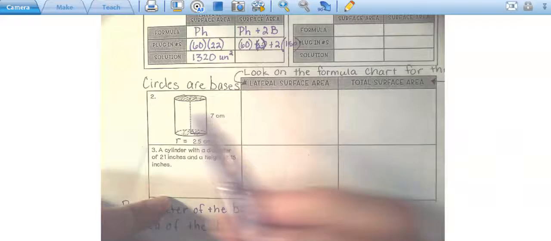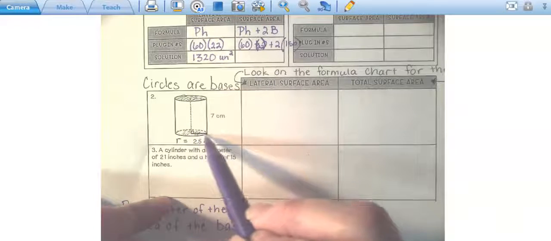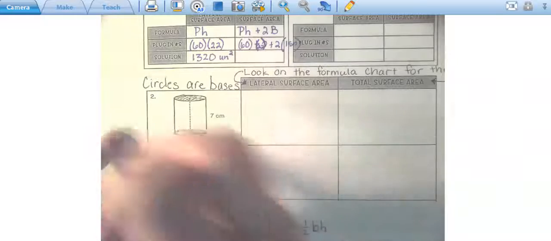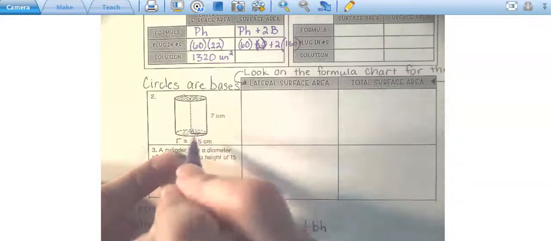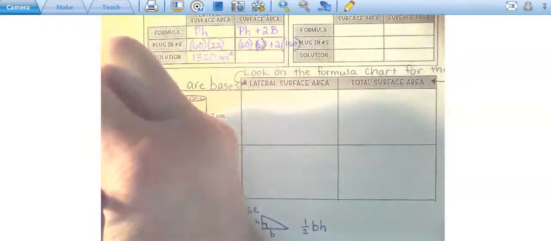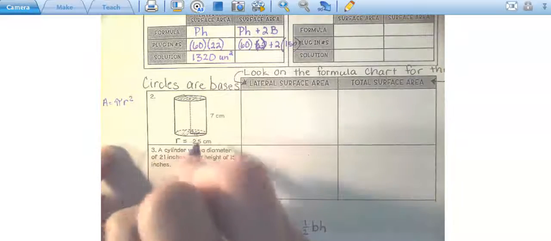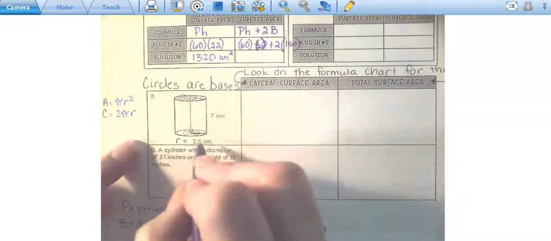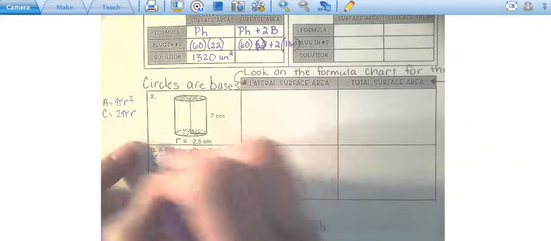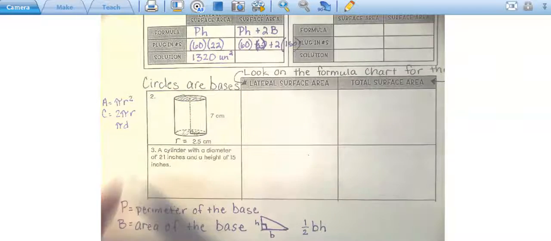So first of all, the bases are here. There are the circles. You're going to need to be able to find the circumference of that. Also, you're going to need to know how to find the area of the circle. Remember, the formula for area of a circle is pi times the radius squared. Circumference is 2 times pi times the radius. Unless you know the diameter, then it would be pi times the diameter. That's just a side note.